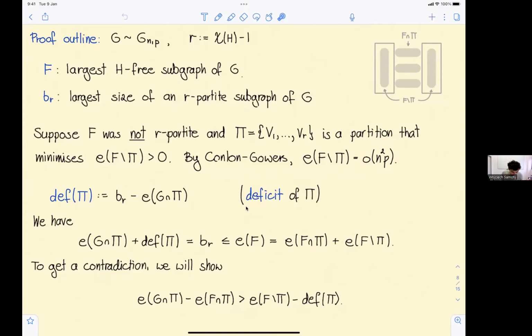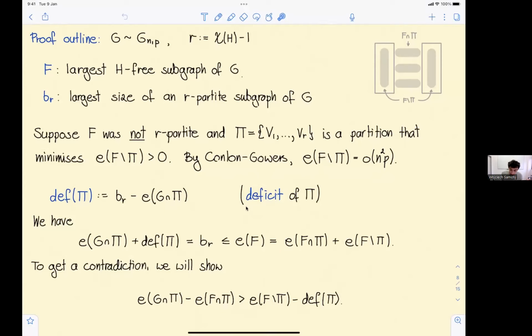Now, a key notion here in the argument is the notion of a deficit of a partition. So the deficit of a partition is how far this partition is from a largest one. So partitions with deficit 0 will be those partitions where the number of edges crossing them is maximal over all partitions. And if a partition has small deficit, then it means it's close to a largest cut. And this is the key inequality.